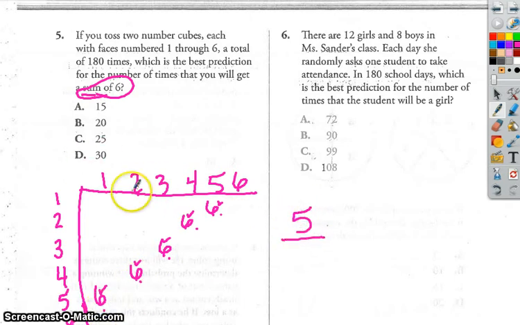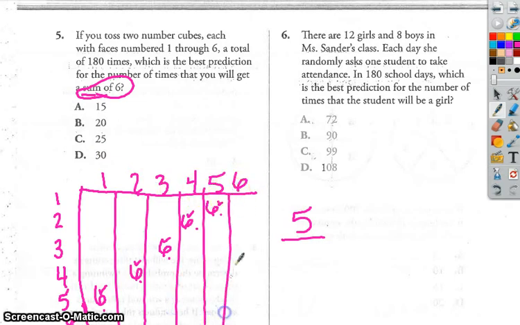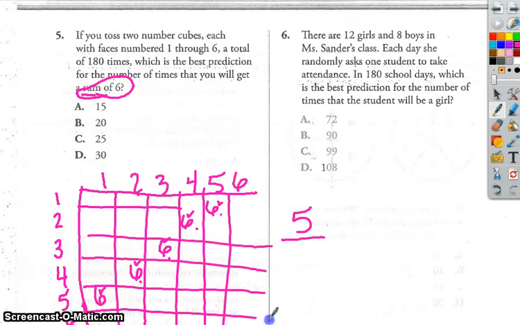Now, here you've got 6 possible outcomes from this dice. You've got 6 possible outcomes from this dice. So 6 times 6 here is 36. We've got 5 favorable over 36 possible total outcomes here.